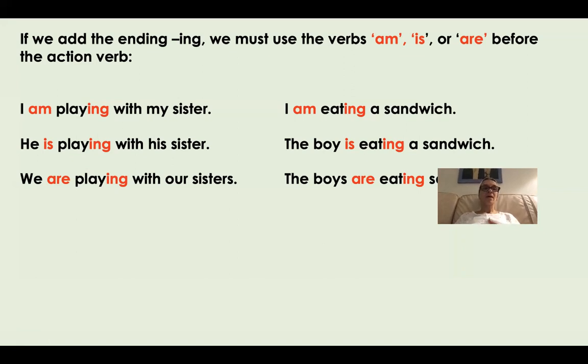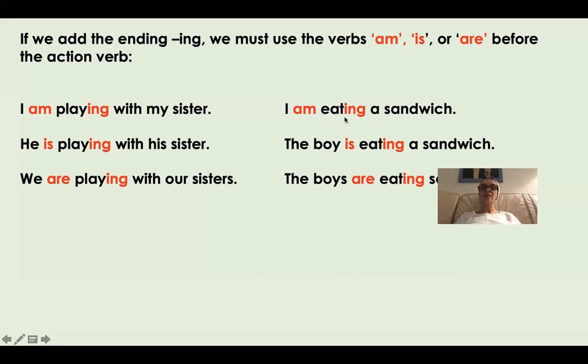Okay, he is playing with his sister. We, because that's many, are playing with our sisters. And because I said we, that means also sisters has to become plural. Okay, we can't say we are playing with our sister, because each one of us has a sister, so this has to be sisters. Okay, that's why I put an s at the end.